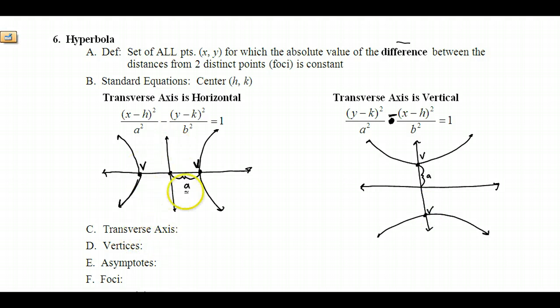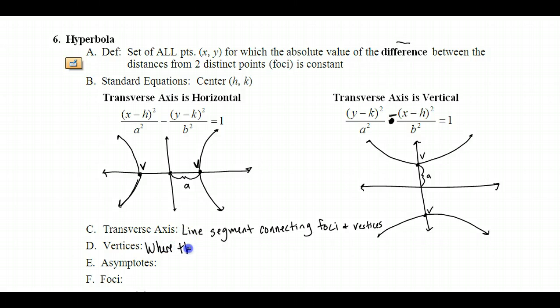I want to write in a couple of things, and then we will go back to the graph. The transverse axis is a line segment connecting the foci and vertices. So to write this in: line segment connecting foci and vertices. I'm running out of room. So transverse axis: our vertices are where our transverse axis intersects the hyperbola.